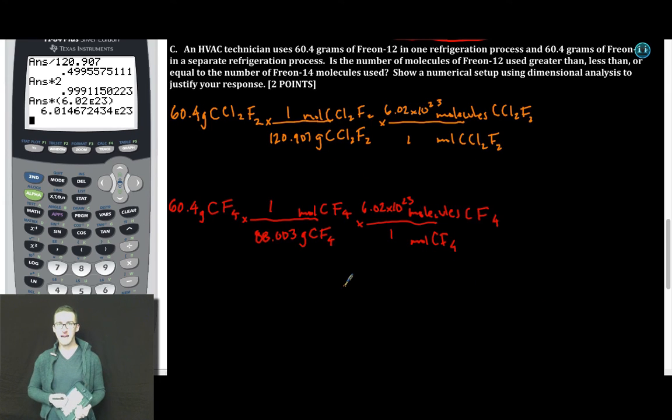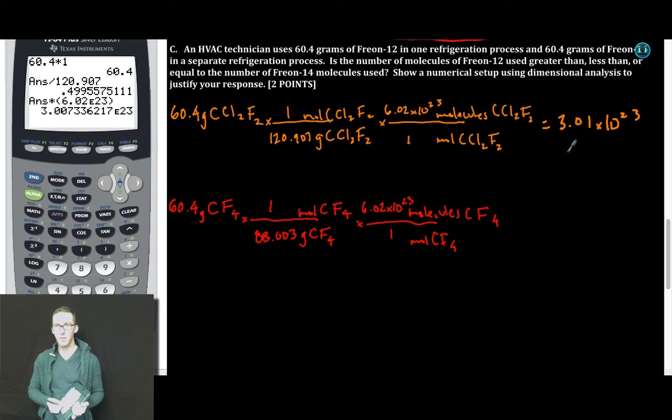All right, let's jump to the calculator. 60.4 times 1, answer, divided by 120.907, answer, times parentheses 6.02 E 23 close parentheses, answer. We have 3.01 times 10 to the 23 molecules of CCl2F2. We have about half a mole of molecules. We've already done this calculation a couple of times in this problem.